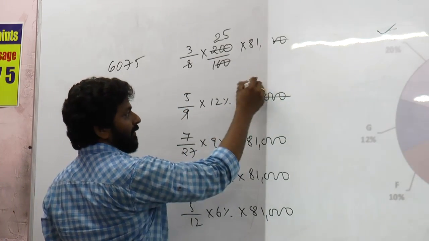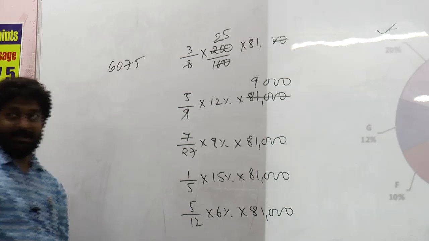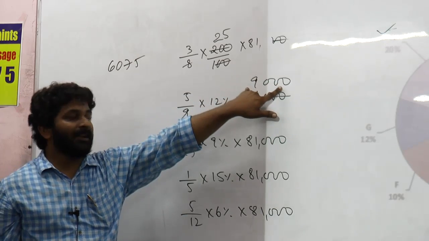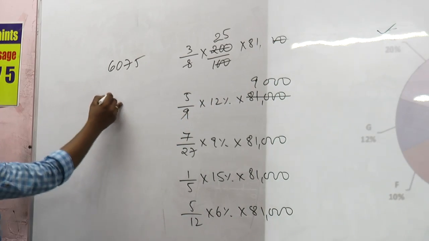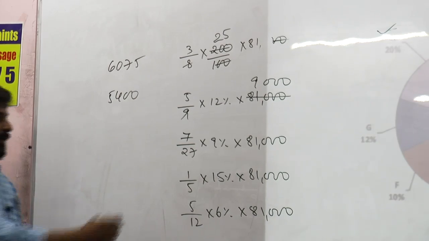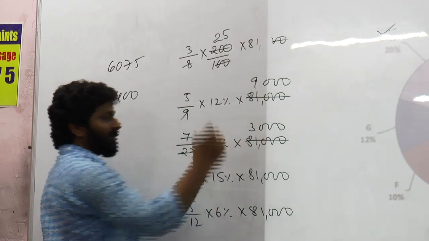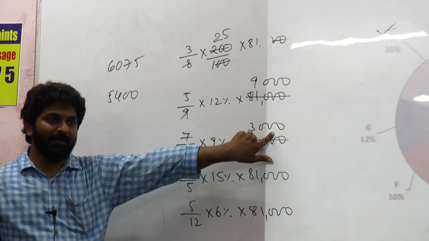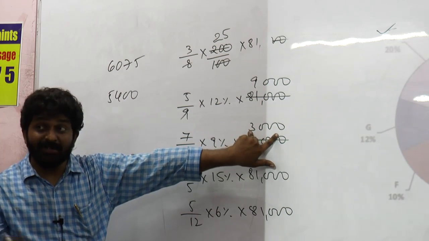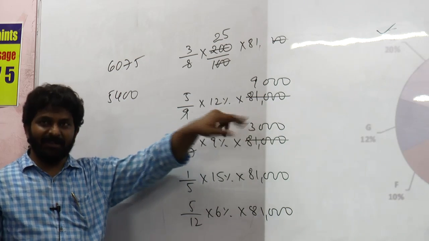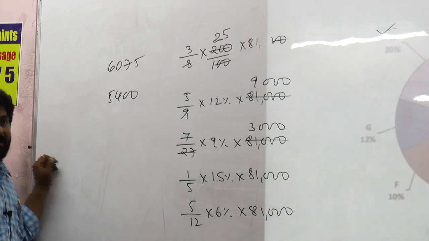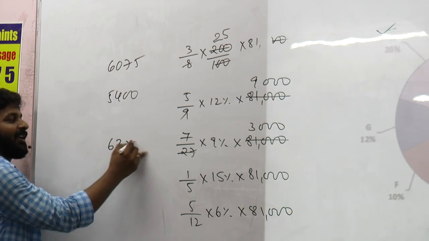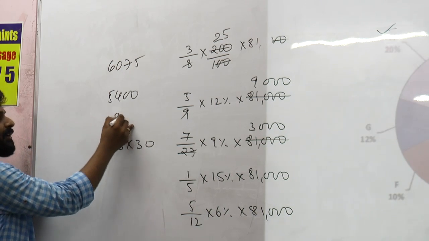9 how many times? 9,000 times. 5 into 12? 60%. 60% of this number. 10%, 900 into 6, 5,400. 27, 3,000 times, 7 nines, 63. 63% of this number, or 3,000% of 63. 3,000% in the sense 30 times. 30 times of 63. 63 30 times 1890. 1890.